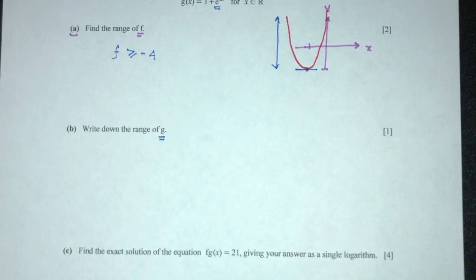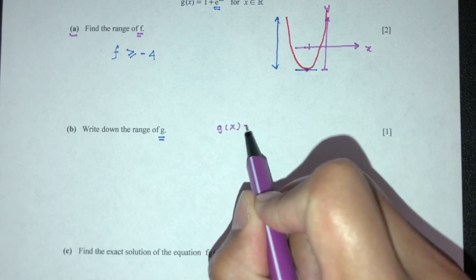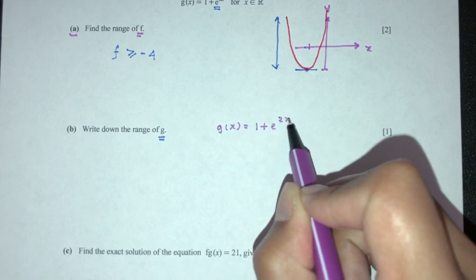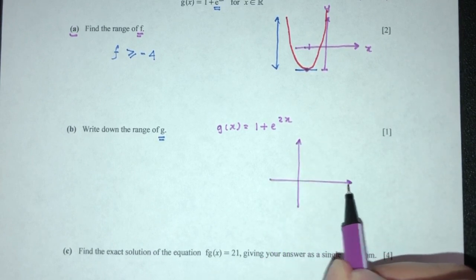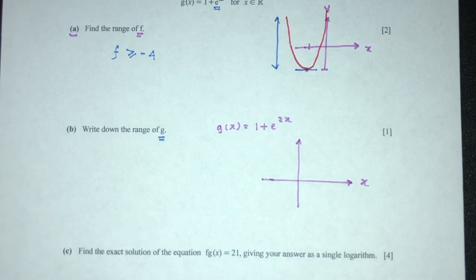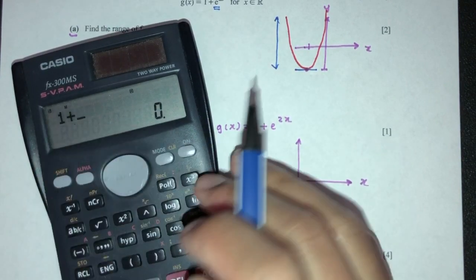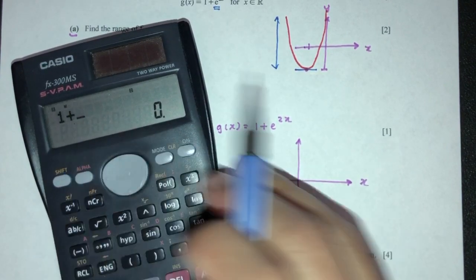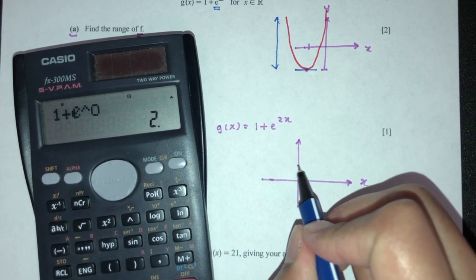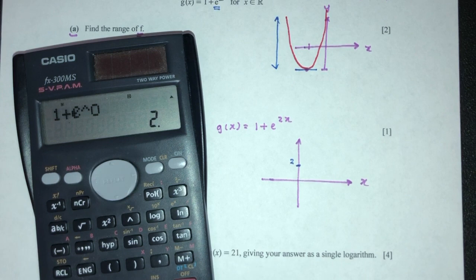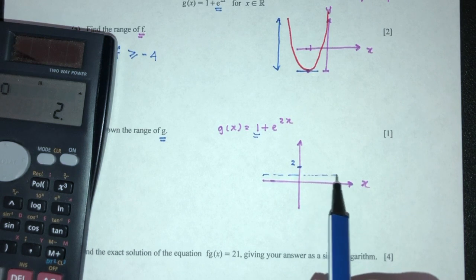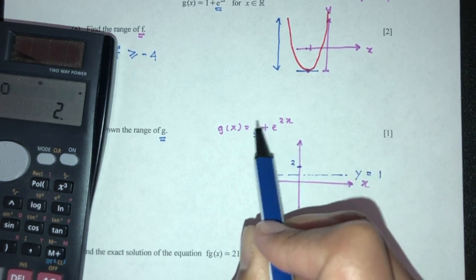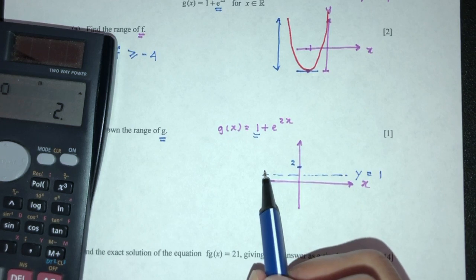For example, we have g of x equal to 1 plus this exponential. Now when the value of x is 0, what is the value of g of x? That will be 1 plus exponential power 0, which should be a value of 2. The main idea is that we will have an asymptote here at y equal to 1. This is the value over here, and the graph will always have a shape like this.